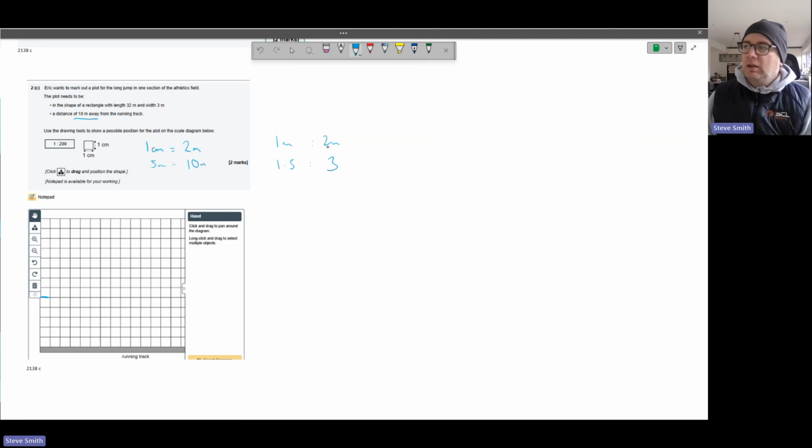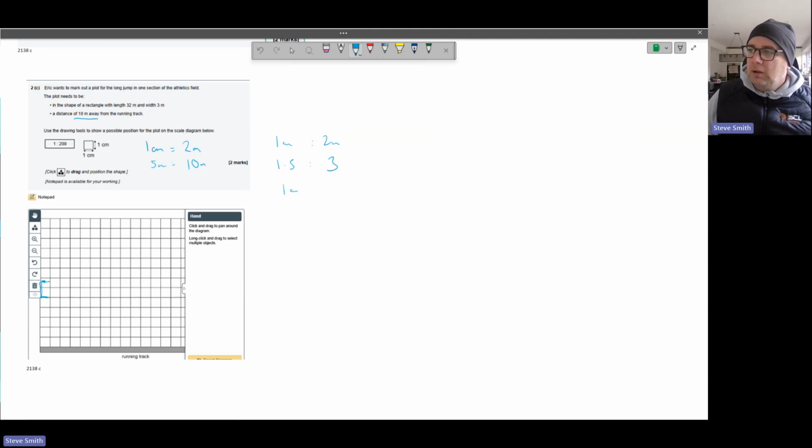So we can see here, look, that for our 1 centimetre on our track is 2. We only need 3 meters, so that's 1.5. So our running track is going to be there. So we've now got the start of our track. It's going to be along here, and it's 32 meters in length.